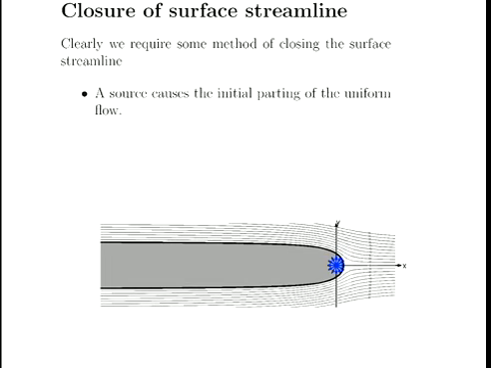So the flow comes from the right-hand side, it meets that source, and the flow parts, which gives us the kind of shape for the front of that half-Rankine body. So a source parts the uniform flow to create the front of the body. How am I going to close it to stop it being infinitely long?